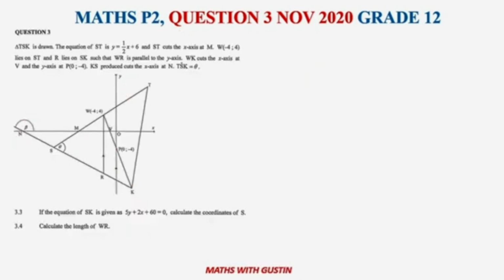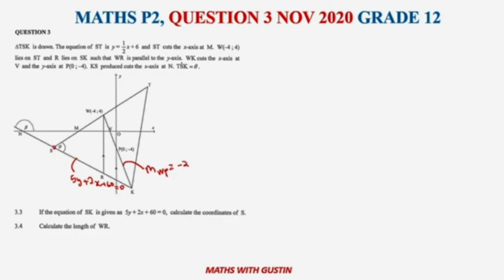Okay, 3.3 is still the same question. We already know the gradient here. The gradient of WP is m equals -2. Great stuff. So 3.3 says, if the equation of SK, where is SK? Here's the line here. They're saying the equation is given by 5y plus 2x plus 60 is equal to 0, calculate the coordinates of K.